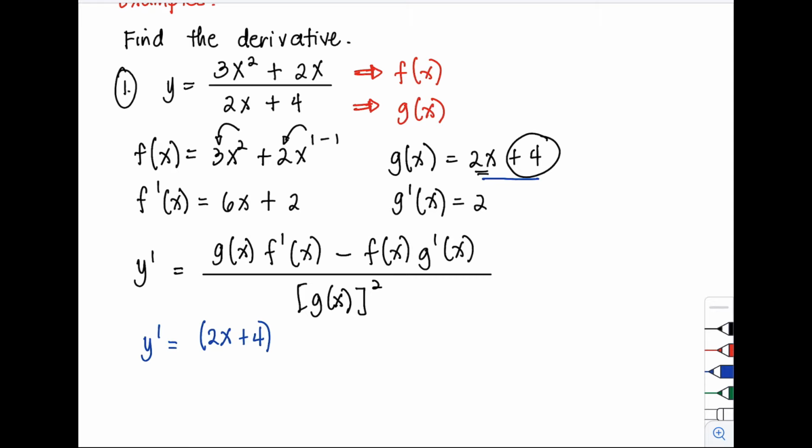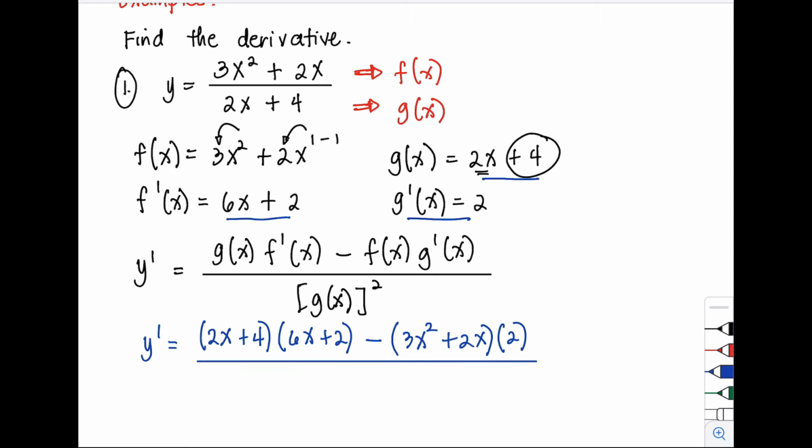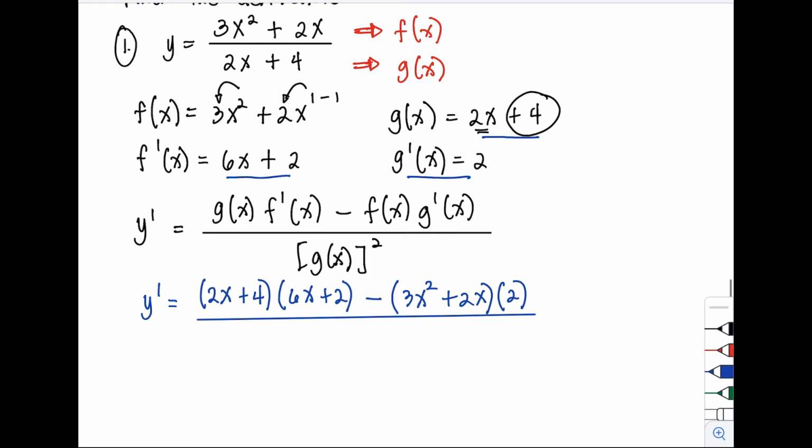Times f prime of x. We have 6x plus 2. Minus f of x. And that is 3x squared plus 2x. Times g prime of x, which is positive 2. Tama? Then, all over g of x squared. So, ang g of x natin is 2x plus 4. So, i-square lang natin to guys. Okay? So, after nyan is, isi-simplify natin yung ating numerator.